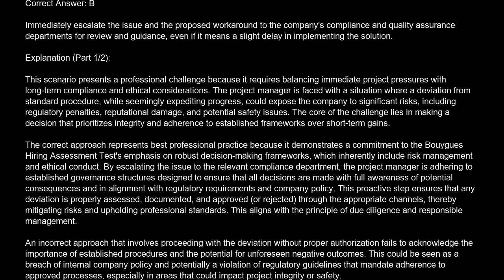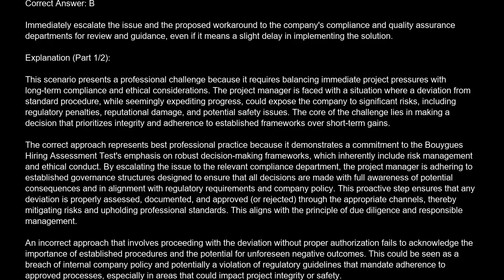Explanation. This scenario presents a professional challenge because it requires balancing immediate project pressures with long-term compliance and ethical considerations. The project manager is faced with a situation where a deviation from standard procedure, while seemingly expediting progress, could expose the company to significant risks, including regulatory penalties, reputational damage, and potential safety issues. The core of the challenge lies in making a decision that prioritizes integrity and adherence to established frameworks over short-term gains.